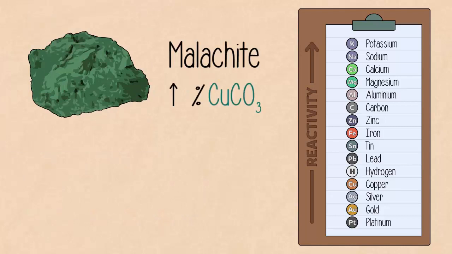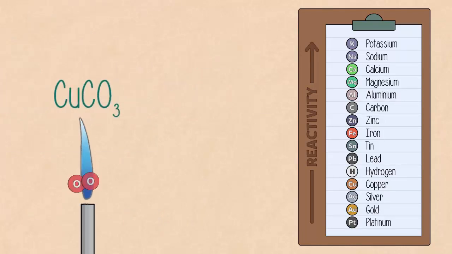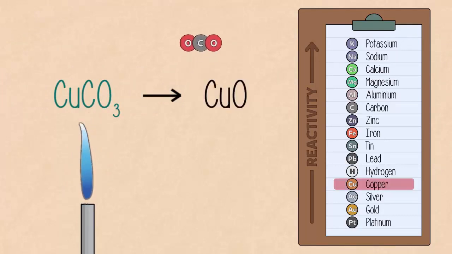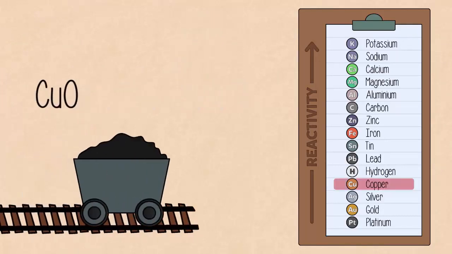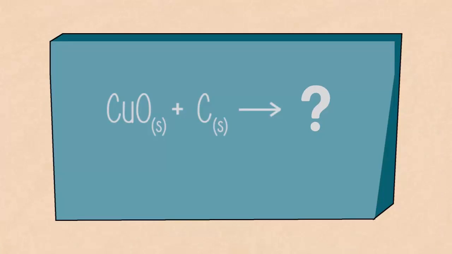Malachite contains a high percentage of copper(II) carbonate. Heating copper(II) carbonate decomposes it to copper(II) oxide. When you add charcoal, a form of carbon, this enables the extraction of copper metal, as the series tells us that it is more reactive than copper. Can you predict the products of this reaction?